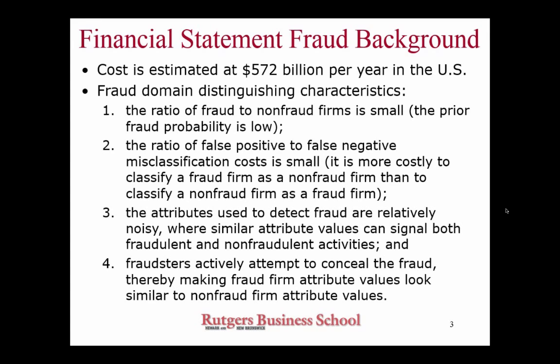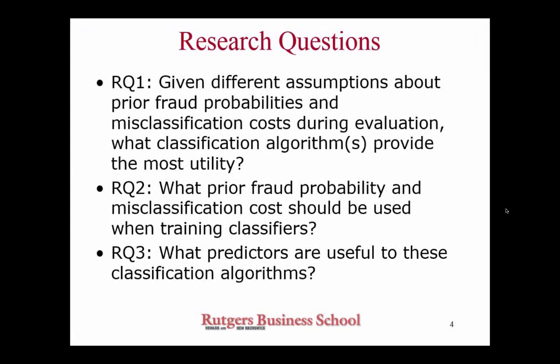And as I said, the problem is that you have this active resistance. You're dealing with those adversaries, right? So this is the problem. Okay, so what does the first paper do about this? Well, it tries to answer 3 research questions. Okay? So how do we create algorithms that would allow us to predict fraud?